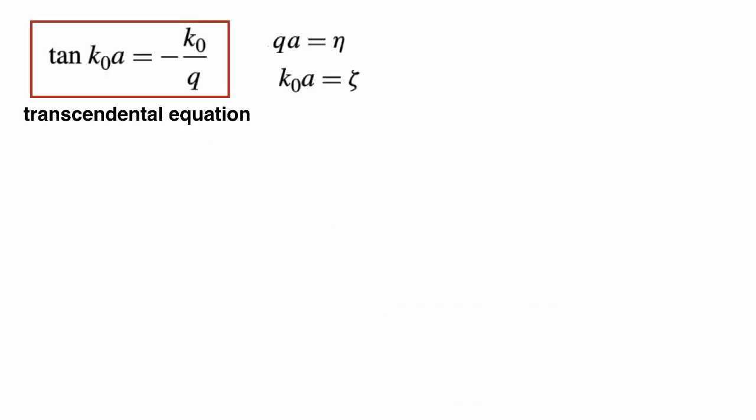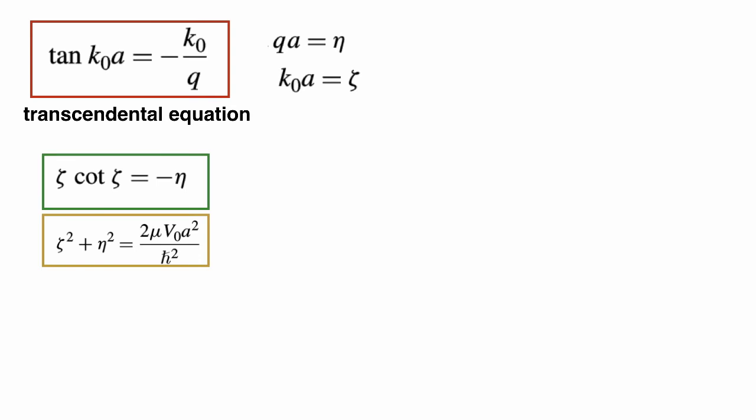Okay, so let's rewrite qa equal eta and k0a equals zeta, and then we end up with the same equation in green. The equation in the green box is the same as the equation in the red box, but with a change of variable. There is something else we have to remember, which is the definition of q and k0. As we mentioned before, q and k0 are related. k0 was the square root of a constant times E plus V0, and q was essentially the square root of minus E times a constant as well. So the two are related.